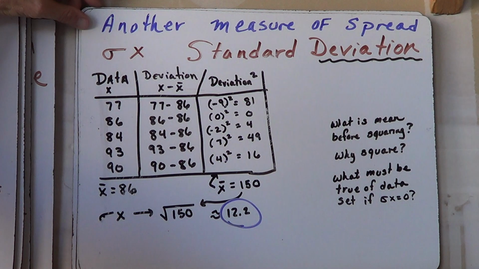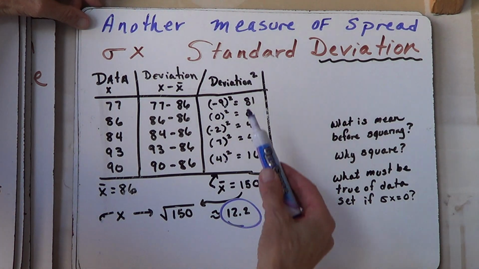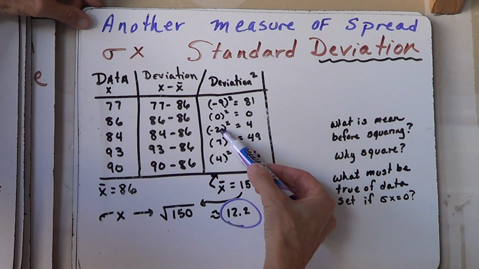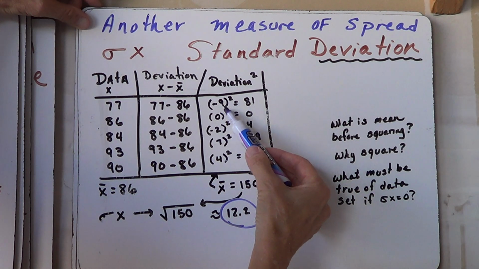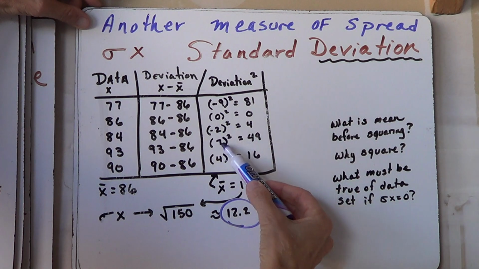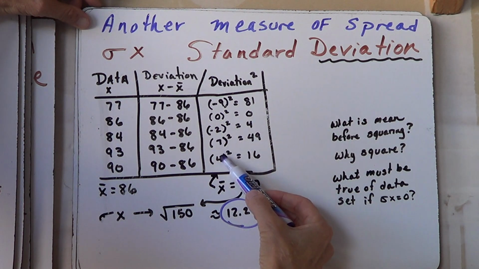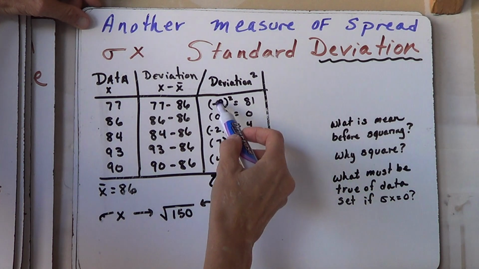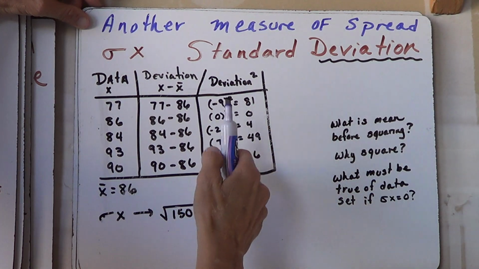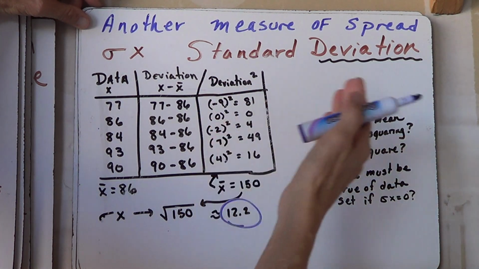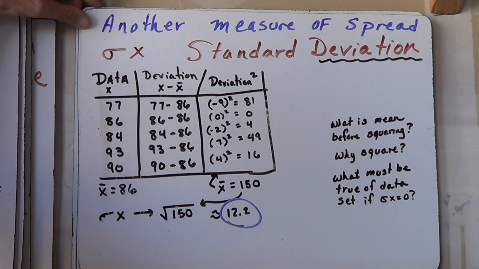So, what is the mean before we square it? -9, -2, that would be -11, and right here is +11. So if we didn't square it, our negatives would wipe out our positives, and our mean would be 0.